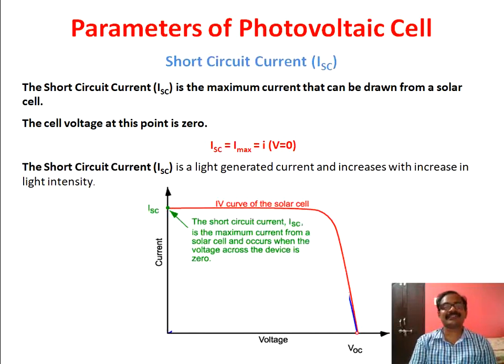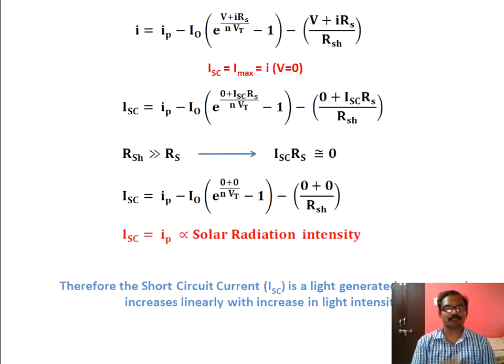It is about the short circuit current. And now let's discuss further about the short circuit current. Let's take the current equation of a PV cell. I is equal to IP minus ID minus ISH. So I am replacing ID and ISH with their original equations. Therefore I is equal to IP minus I naught into e power (V plus IRS) by NVT minus 1, minus (V plus IRS) by RSH.